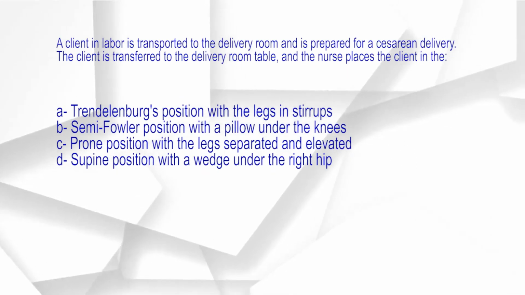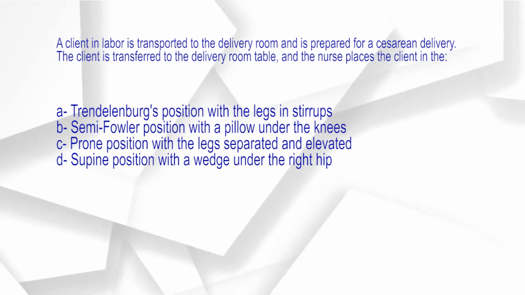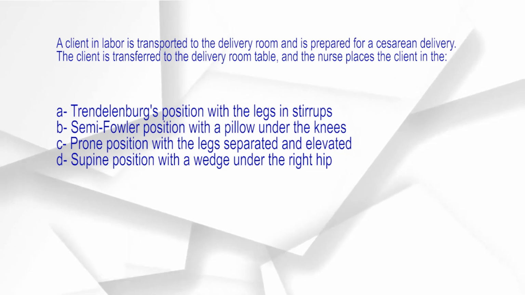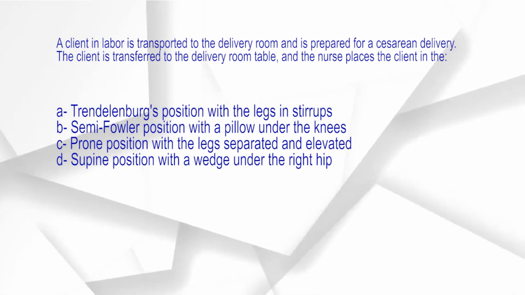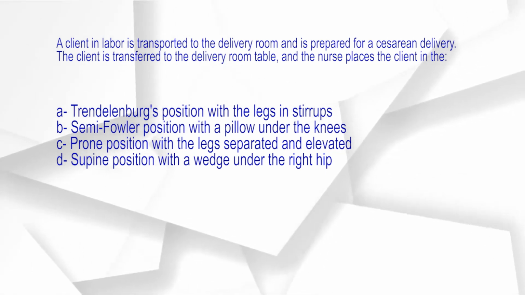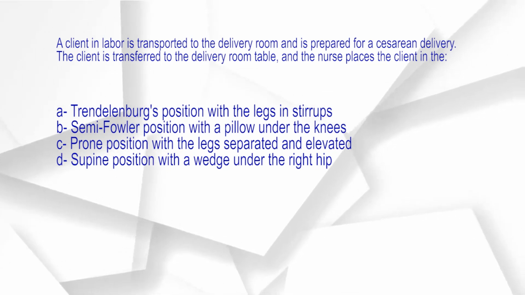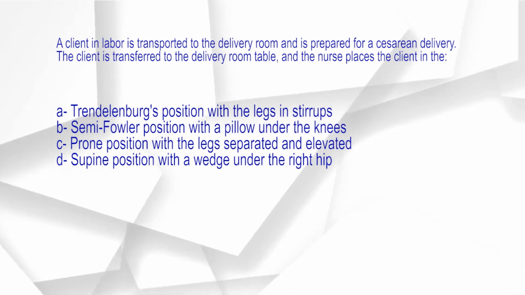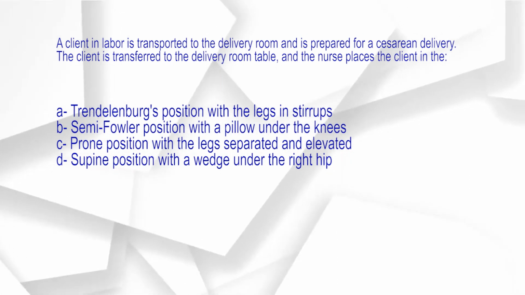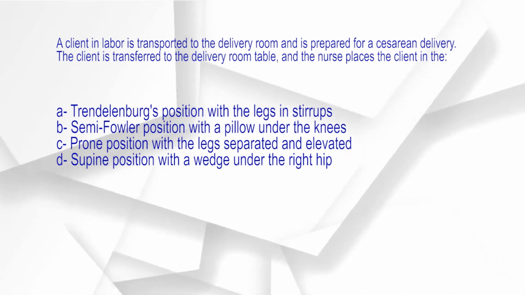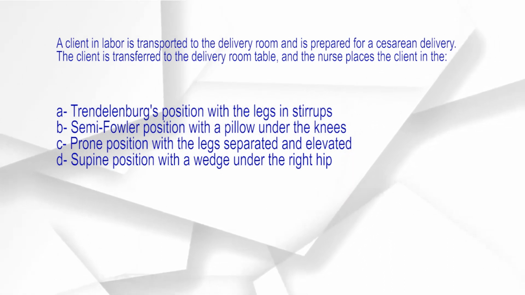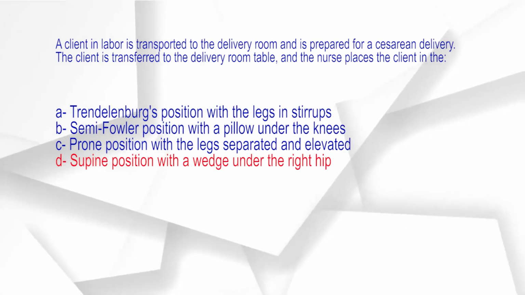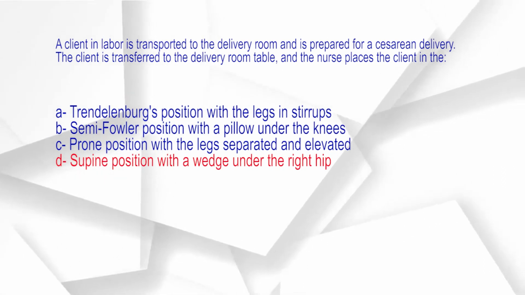Guys, here is the next question. A client in labor is transported to the delivery room and is prepared for a cesarean delivery. The client is transferred to the delivery room table, and the nurse places the client in the: Answer: the options are A Trendelenburg's position with the legs in stirrups, B semi-Fowler position with a pillow under the knees, C prone position with the legs separated and elevated, D supine position with a wedge under the right hip. And the correct answer is option D, supine position with a wedge under the right hip.